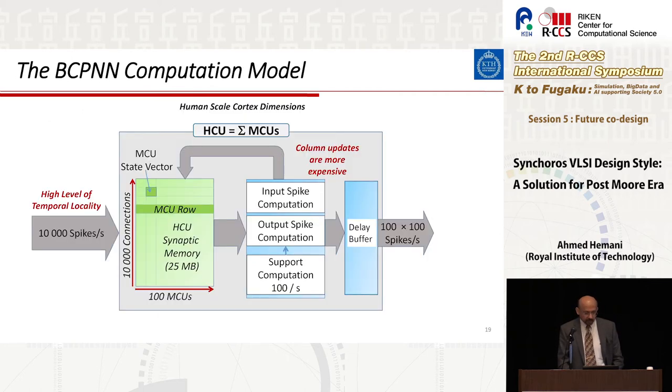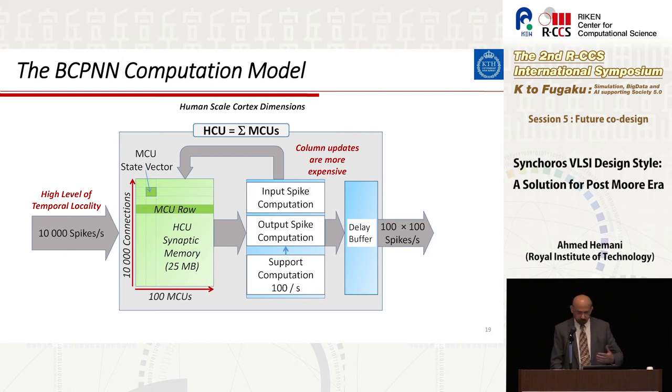So let me explain the computational model of this BCPNN. Here, the atomic neuronal unit is 100 cortical neurons whose behavior is very similar. These are called micro column units. And 100 of these mini column units are then put into what is known as a hyper column unit, where these 100 mini column units, MCUs, compete in a winner-take-all fashion. So this is the synaptic matrix of it. Each column represents one mini column unit, and it has 10,000 connections to other HCUs.